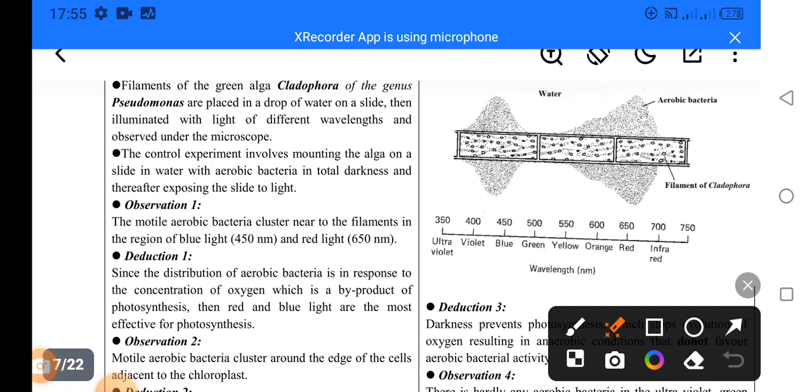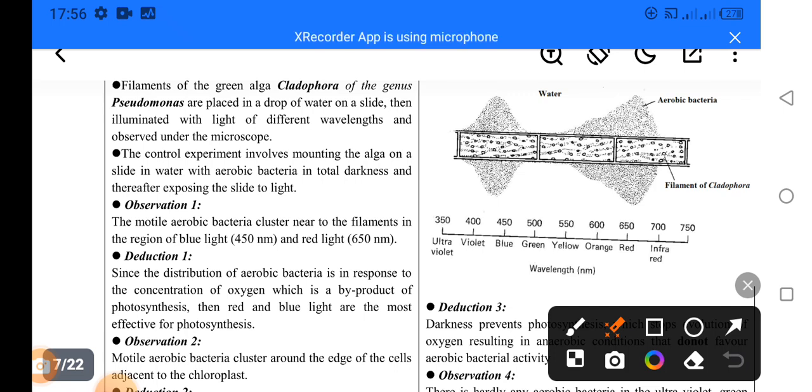Now our deduction 1 is that since the distribution of aerobic bacteria is in response to the concentration of oxygen, which is a byproduct of photosynthesis, then red and blue light are the most effective for photosynthesis. These aerobic bacteria use oxygen, so they concentrate more on those areas where photosynthesis takes place, because oxygen is the byproduct of what? Of photosynthesis.